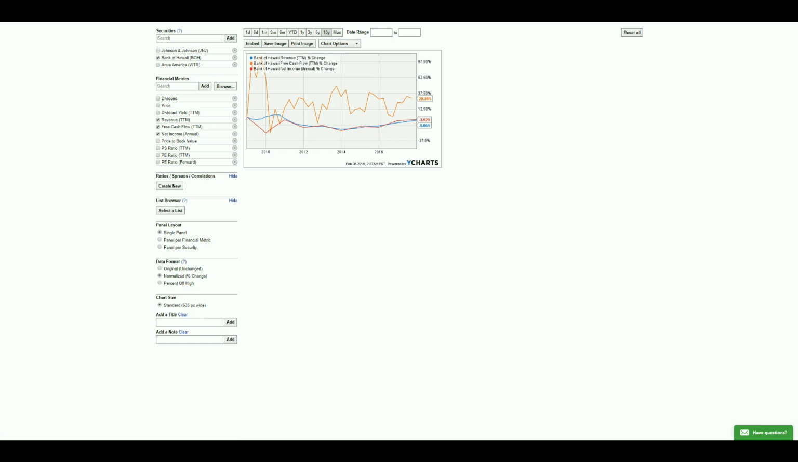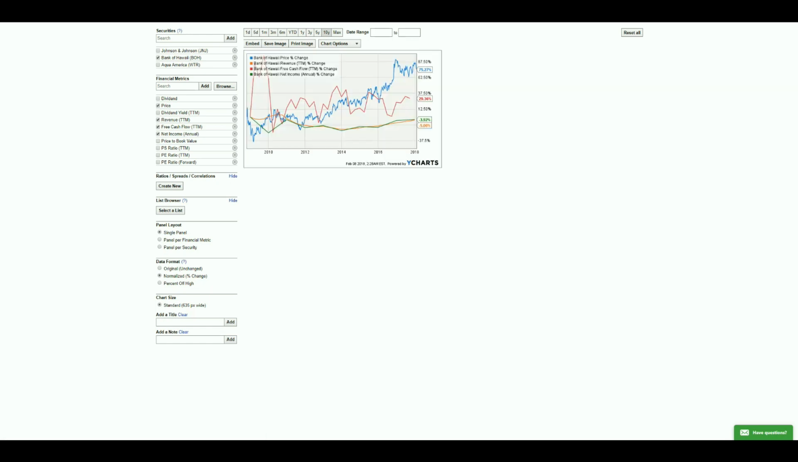Bank of Hawaii here, they do have increasing free cash flow. In a time where most companies have had very nice revenues and net income, Bank of Hawaii has come down over the last 10 years. Since the recession period, they haven't fully recovered.